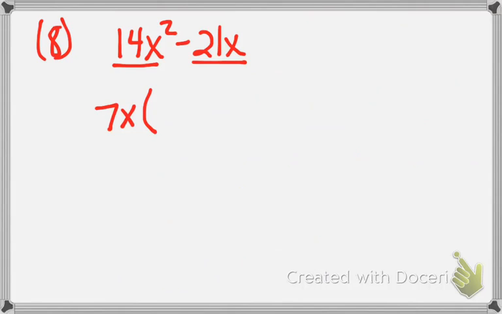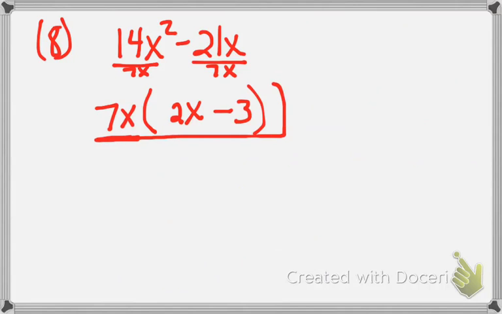So if I take the 7x out, I'm putting it in front of the parentheses. So basically I'm dividing by 7x, I'm dividing by 7x. If I took 14x squared and divided by 7x, that would leave me with 2x. And if I took 21x and divided by 7x, that would leave me with 3, and the x's would be completely canceled. So this factors to become 7x times 2x minus 3 as a group.